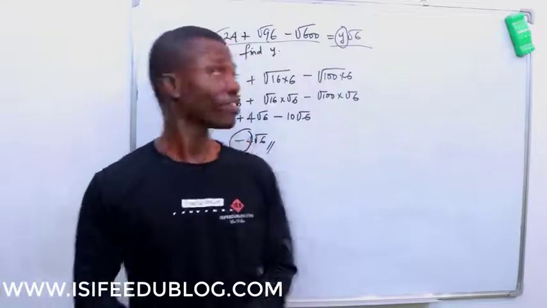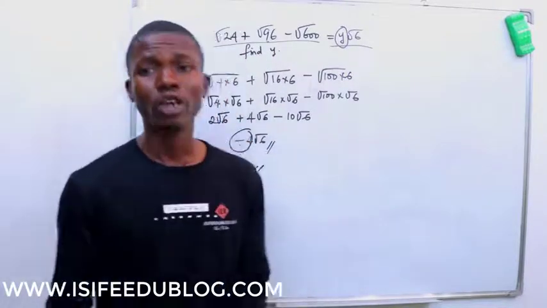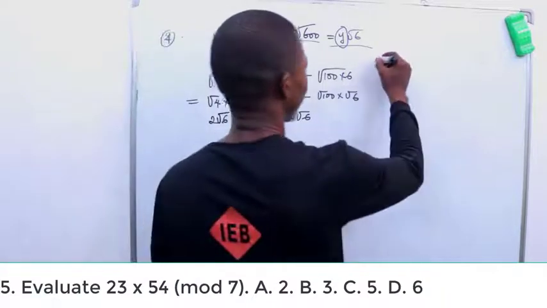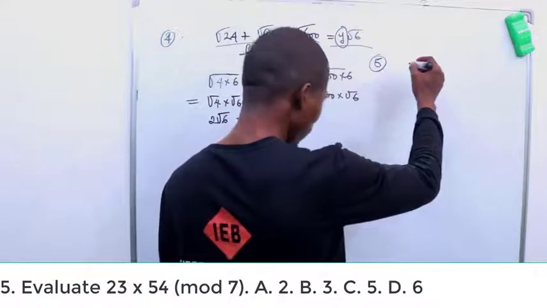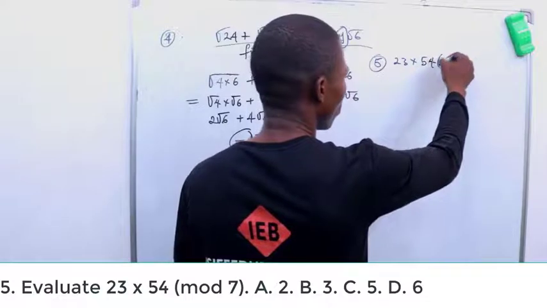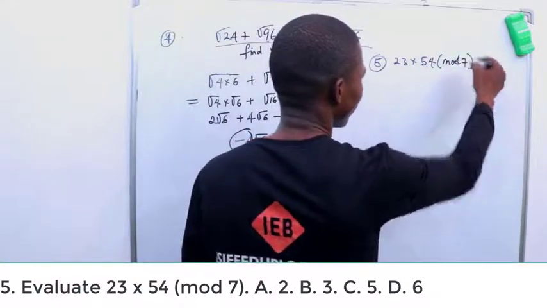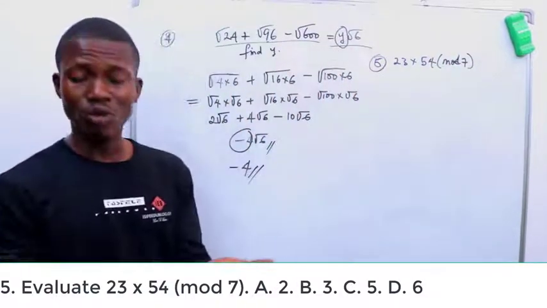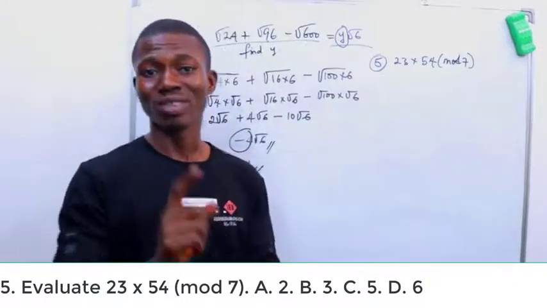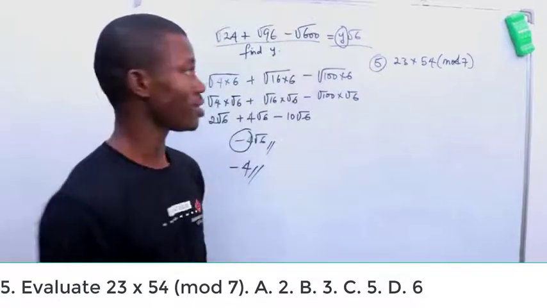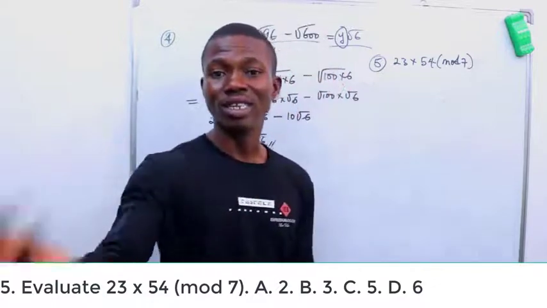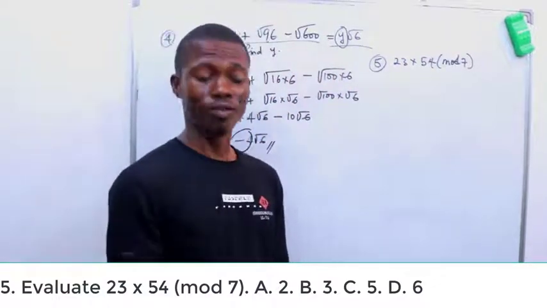Okay, let's go over to question number 5. We should evaluate 23 times 54 mod 7. Just go over to ISIFE EDUBLOG and you will study mod in every form. You understand everything in modular arithmetic. So all we need to do here is multiply and divide by 7 and give our remainder. Mod is finding the remainder.